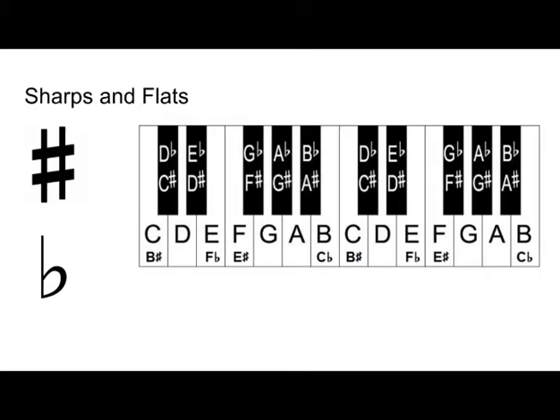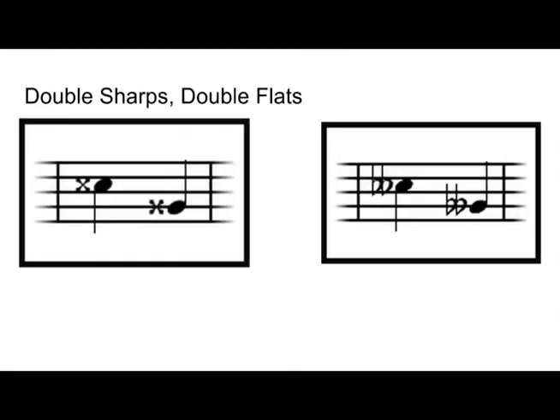Sharps and flats can be applied to any note name, and applying one will change the name as follows. Adding a sharp to a C makes the note C sharp, and likewise, adding a flat to a C makes it C flat. Now these sharps and flats are simply used to tell the musician to play a pitch a half step higher than what is normal.